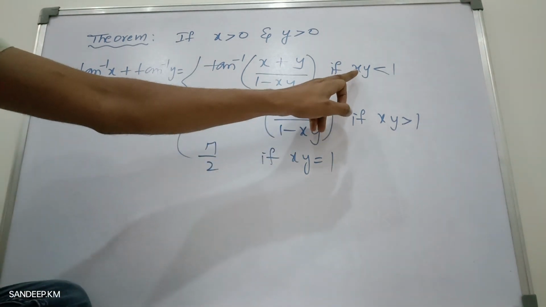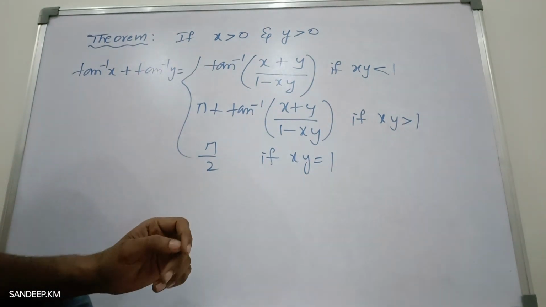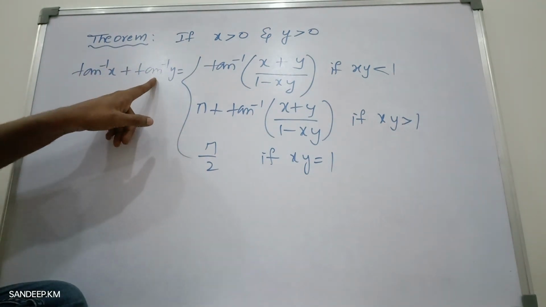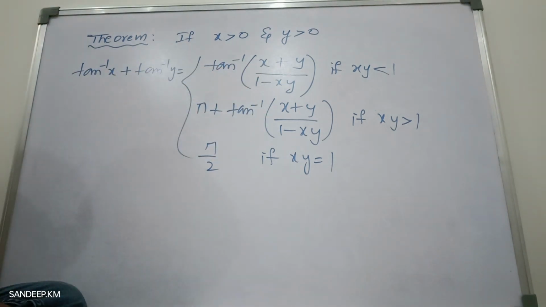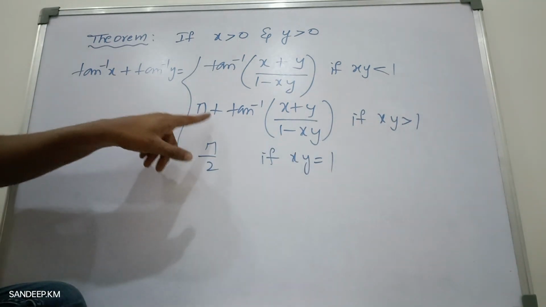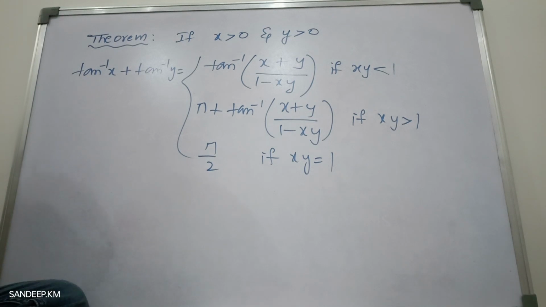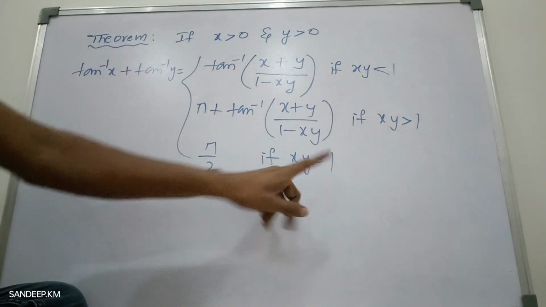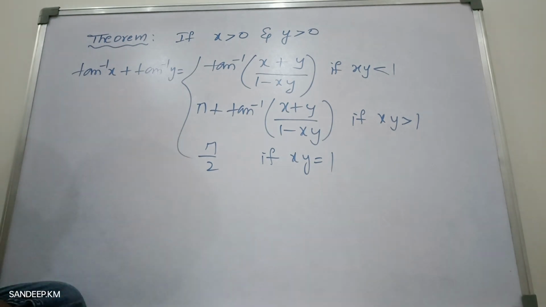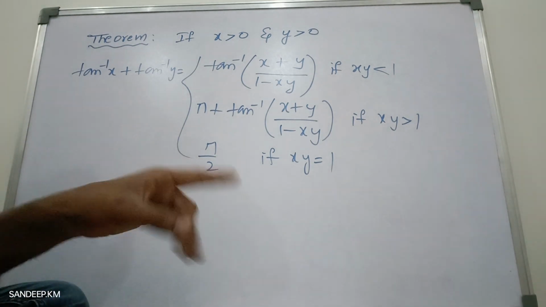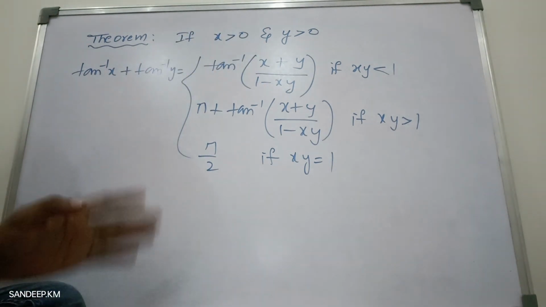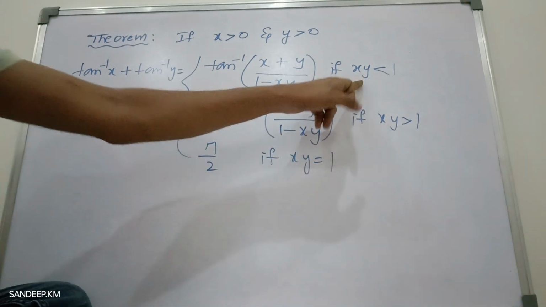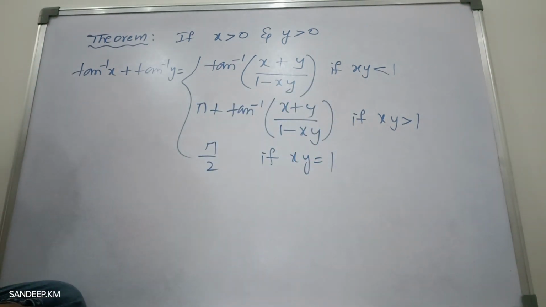Case 1, if x into y is less than 1, then tan inverse x plus tan inverse y is equal to tan inverse of (x plus y) by (1 minus xy). And case 2, if x into y is greater than 1, then this is equal to pi plus tan inverse of (x plus y) by (1 minus xy). And case 3, if x into y is equal to 1, then this is equal to pi by 2. So it all depends on the value of x into y. So first of all, x and y both should be positive, and after that there are three cases depending on the value of xy. Okay now, so let us see how to prove this.